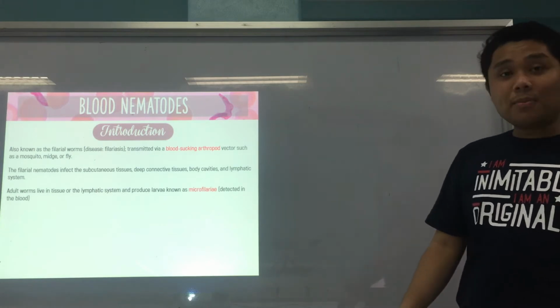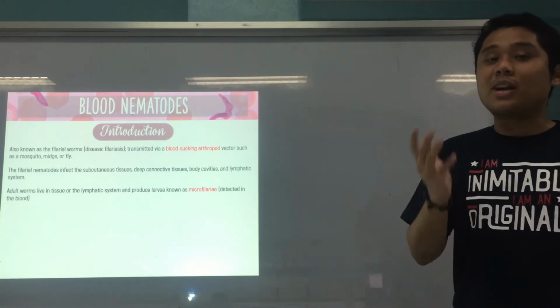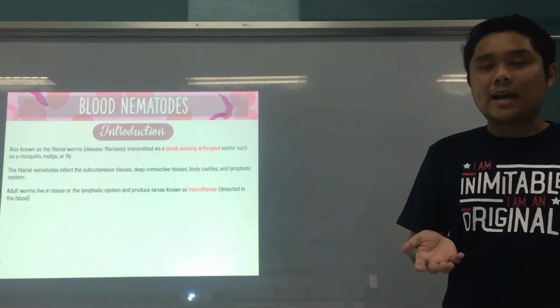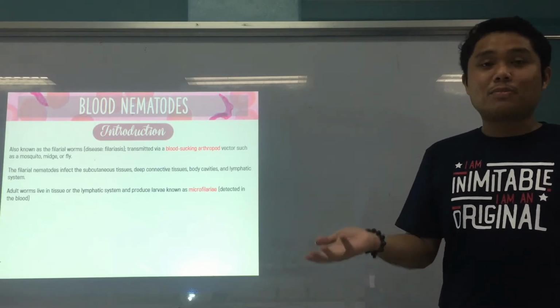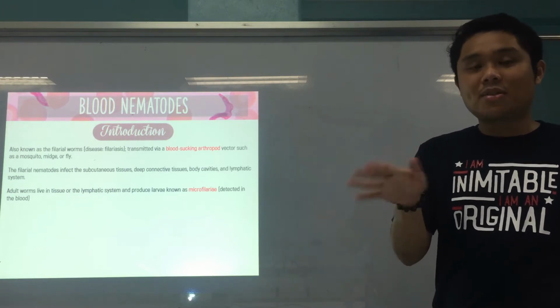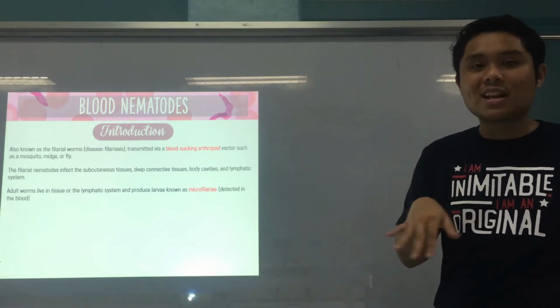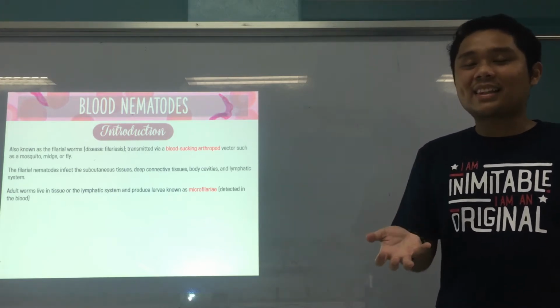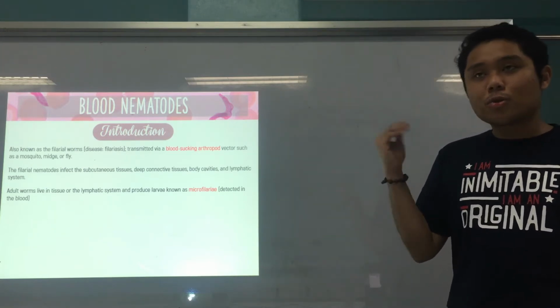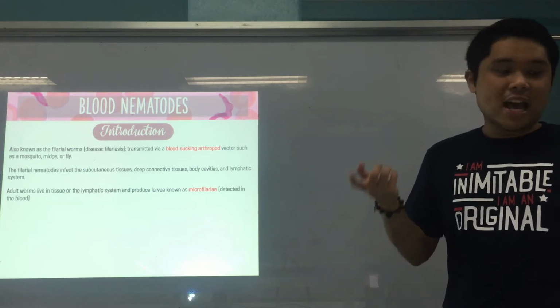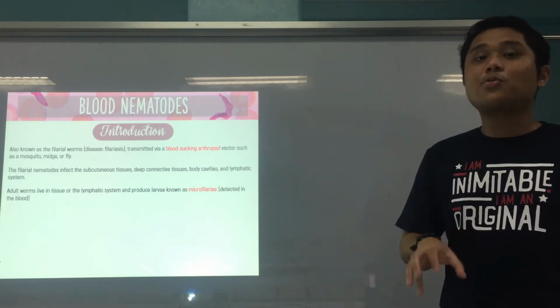Adult worms in the tissue live in your lymphatic system, but their larvae, known as your microfilariae, are detected in your blood. So your microfilariae go out into the blood system and swim there. They can be detected in your blood specimens, and usually these are the diagnostic stages for filarial nematodes, the microfilariae.